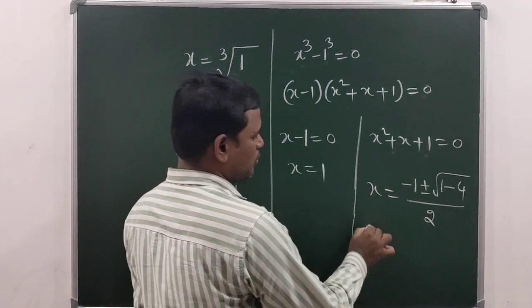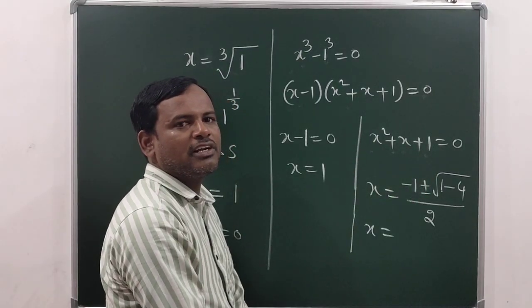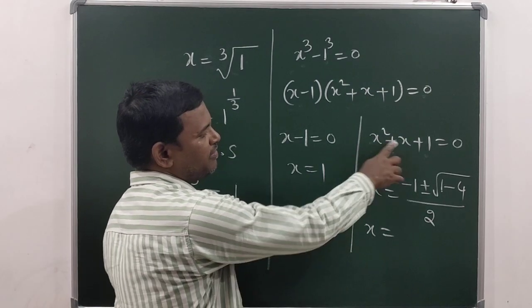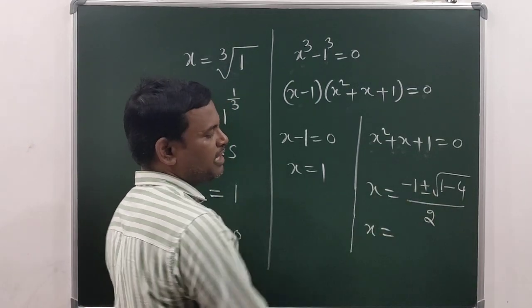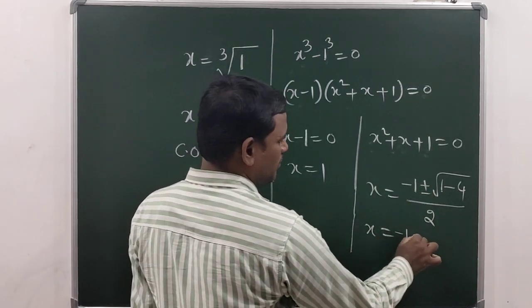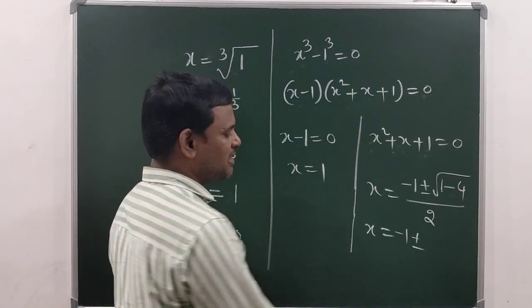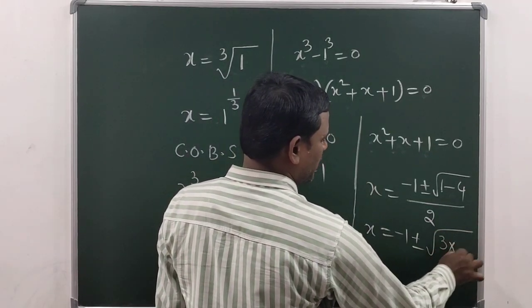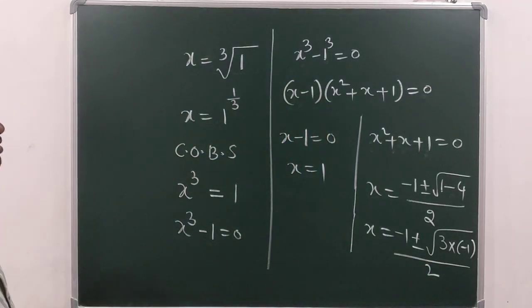Now let us go to the simplification part. Compare this with the standard form of a quadratic equation, ax square plus bx plus c equal to 0. Here the a value is 1, b value is 1, c value is 1. Substitute in that formula, so that you will get minus 1 plus or minus, inside the square root of minus 3 is left. You know that minus 3 can be written as 3 into minus 1, whole by 2. I hope till here you have understood.